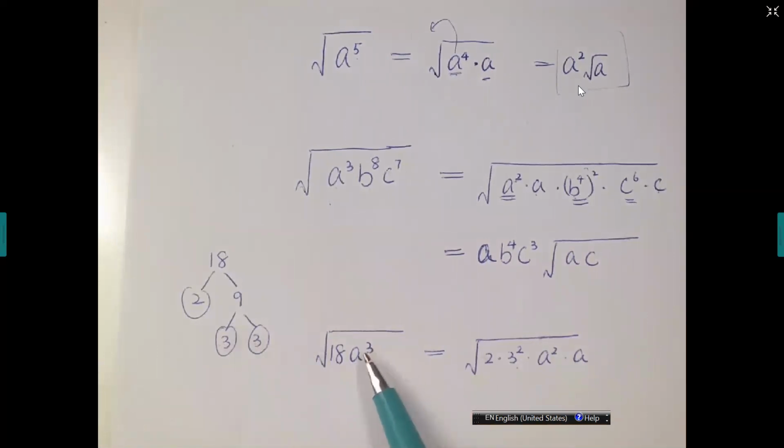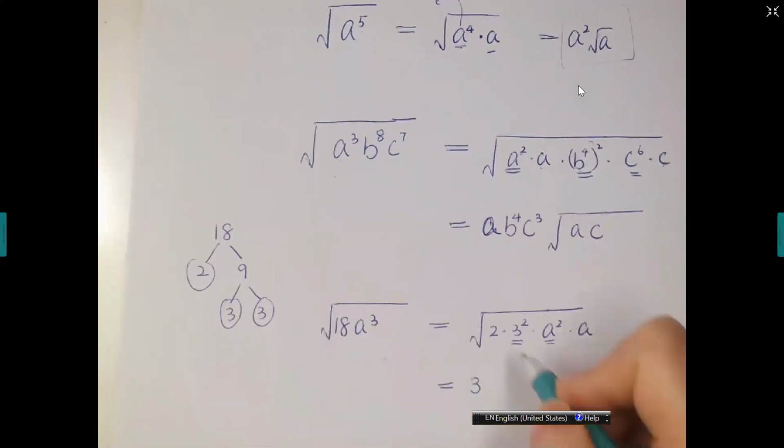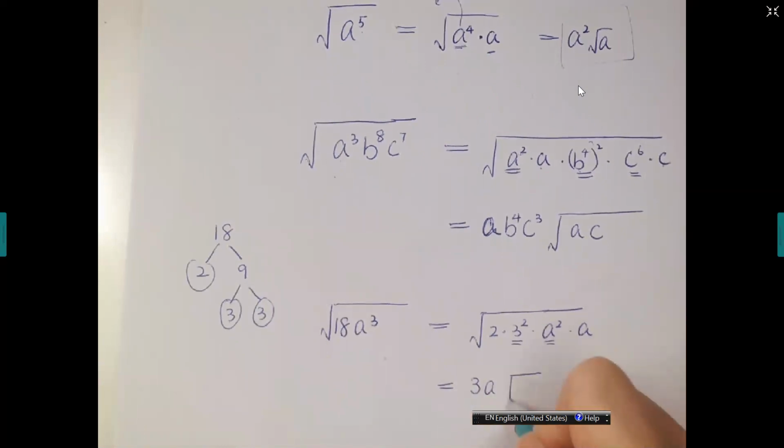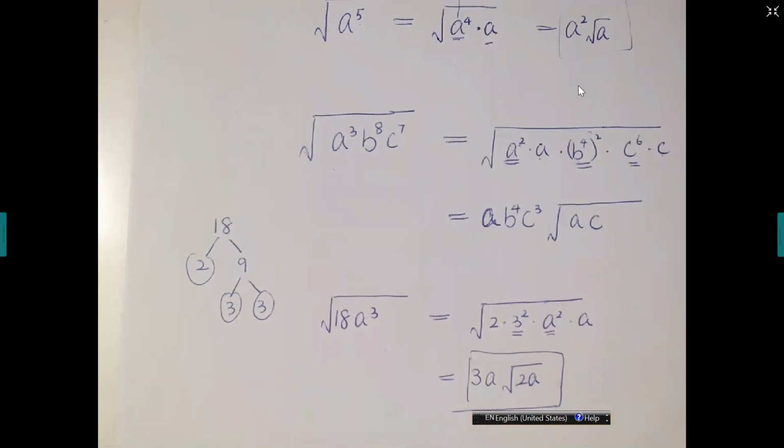And a to the third, this is an odd exponent. I rewrite it as an even exponent times another a. And then let's see, what can we move out? We can move this out and this out. And 3 squared, moved out, that's 3. A squared, that's a. What is left? 2 and a. Final answer. That's it. So don't be scared when we are trying to simplify a radical expression. We just need to move the factor out as much as possible.